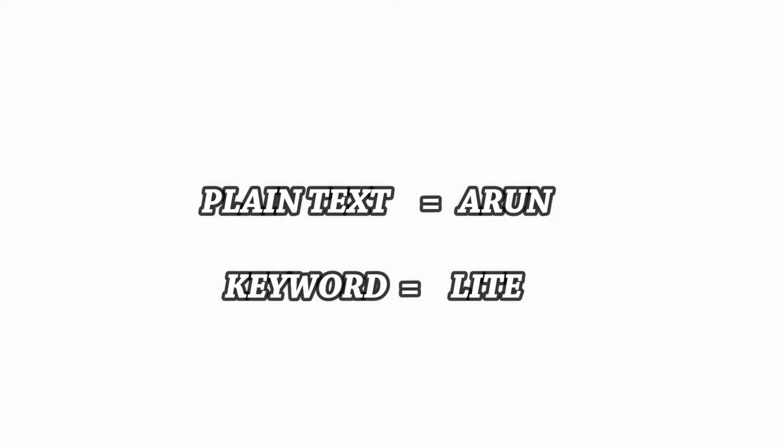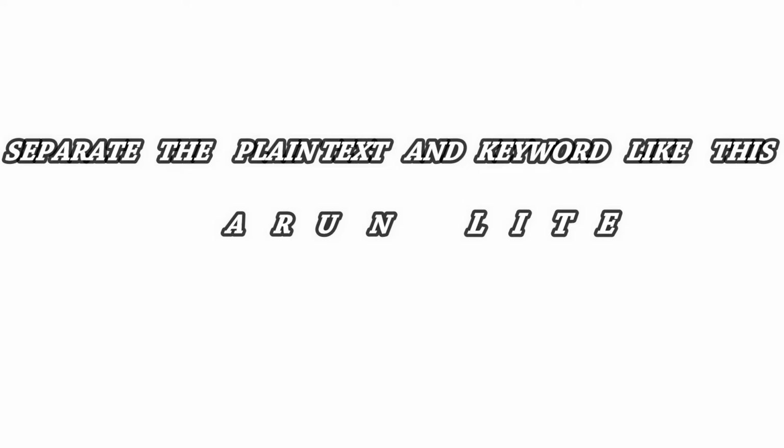Consider the message as ARUN. This is our plain text. And LITE, this is our keyword. Using this keyword we are going to encrypt and decrypt the plain text and ciphertext. Let's start the encryption process. The first step is to separate our plain text letters like this and also separate our keyword letters like this, so it is easy for you to encrypt the plain text.